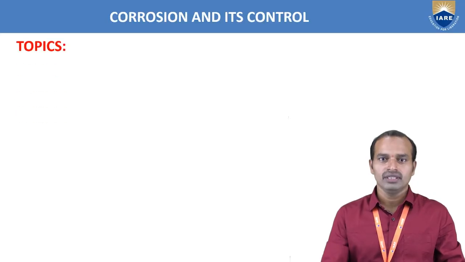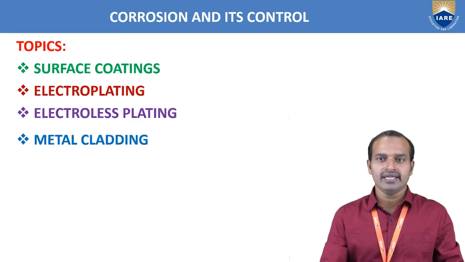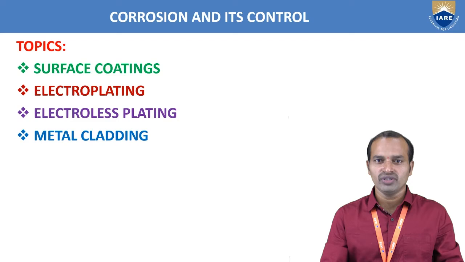Today our topic is surface coating. In surface coating, we mainly discuss electroplating, electroless plating and metal cladding. So these are all the topics we discuss in today's class.